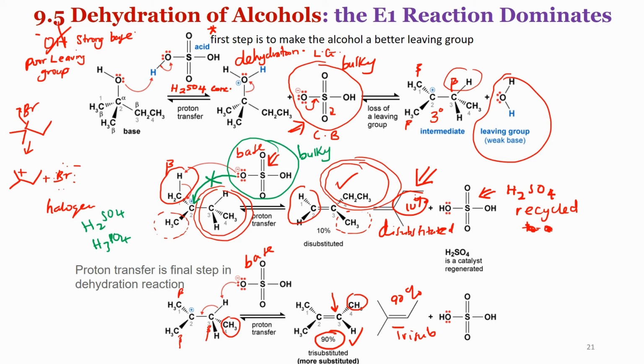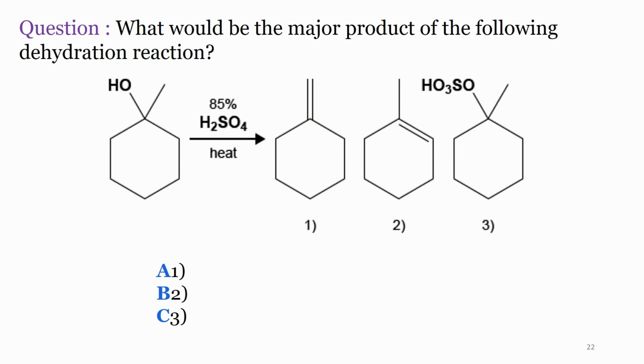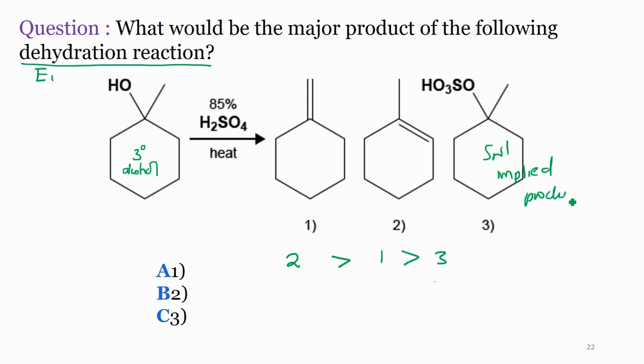All right. So let's see what's next. Someone answered the question, what will be the major product in the following dehydration reaction? Again, you should be thinking E1, because this is a tertiary alcohol. Unmute your mic, tell me, who is the major? Two, I agree. Two will be the major, followed by one. Three might not show up because this is an SN1 implied product. But these two guys are E1s.